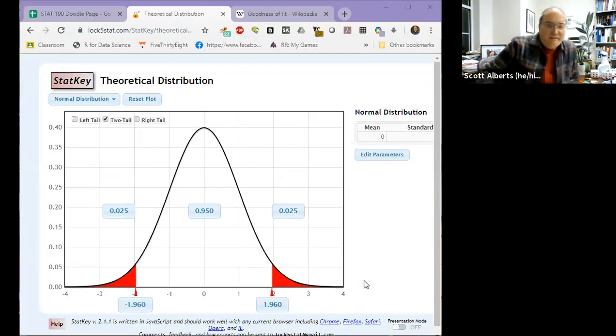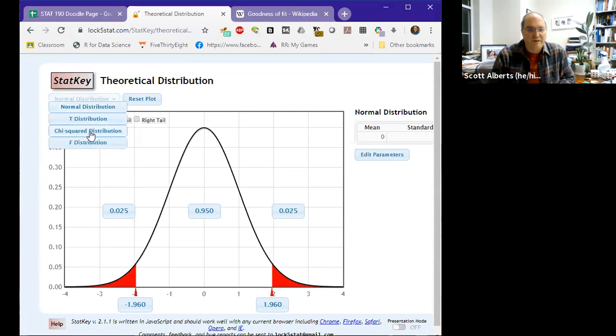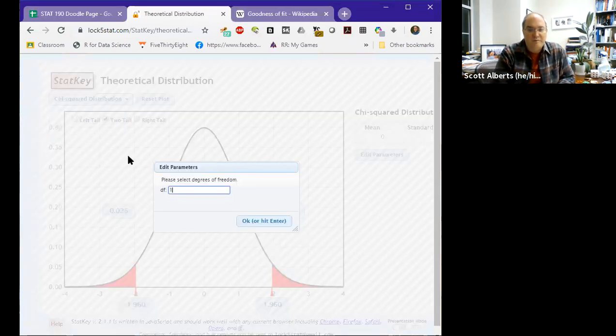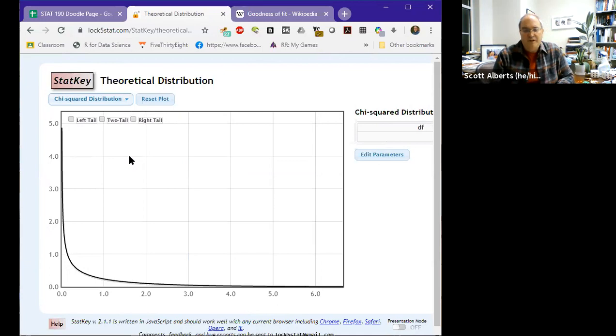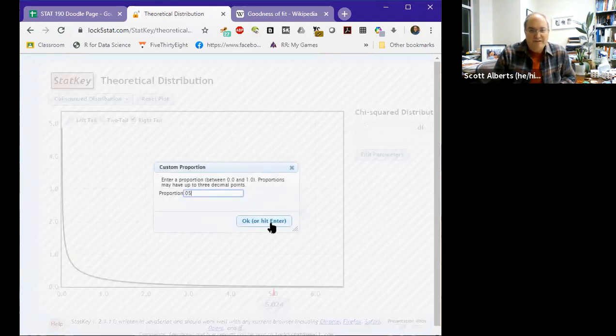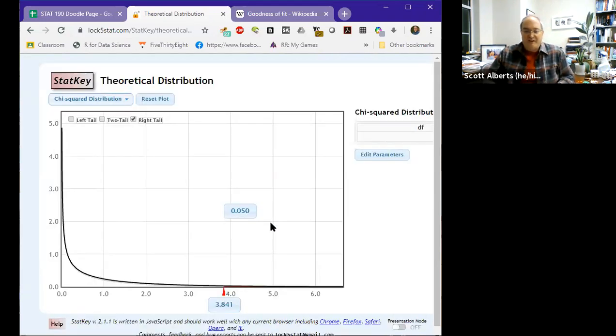So here is the normal distribution. And I'm going to switch here to the chi-square distribution. Now the chi-square distribution, we're going to start with 1 degree of freedom. So what you see is, it's going to look just like my drawing. If we put the right tail on there at 0.05, because we have both sides smushed together, it's going to be at 3.841. And again, 3.841 is exactly 1.96 squared.